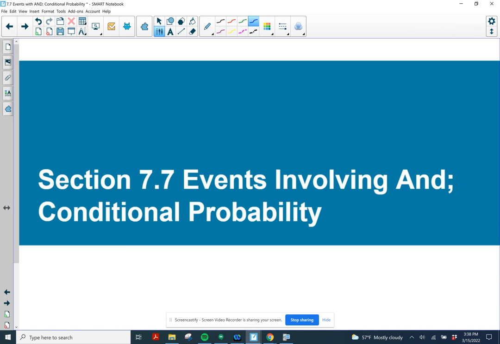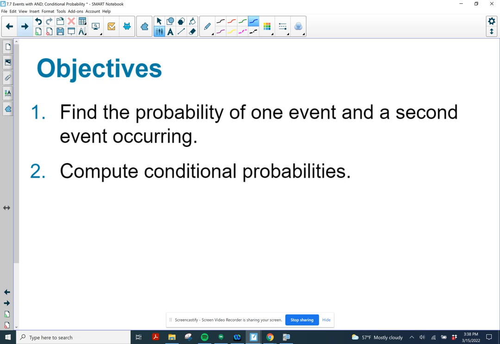Welcome back. This is section 7.7. We're going to be doing more probability. We're going to talk about events with "and," probability with "and." We're also going to talk about conditional probabilities. So let's look at the objectives.